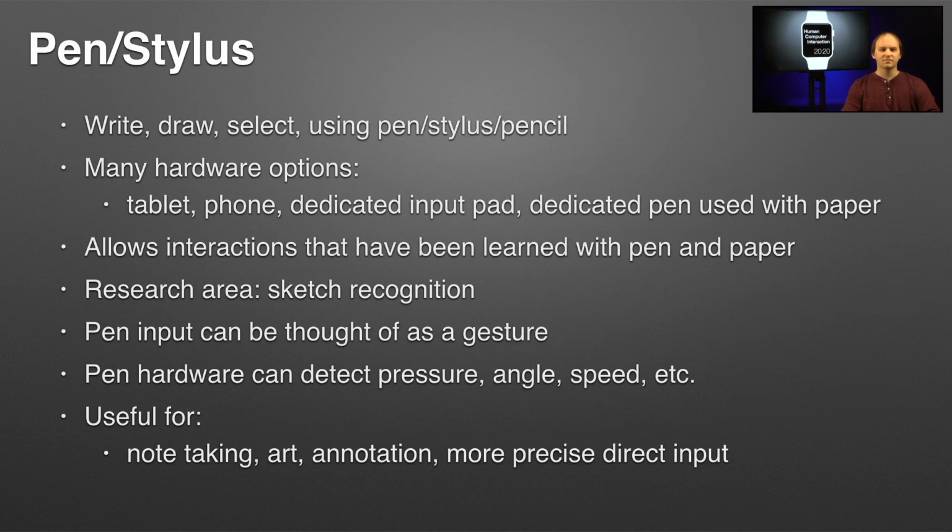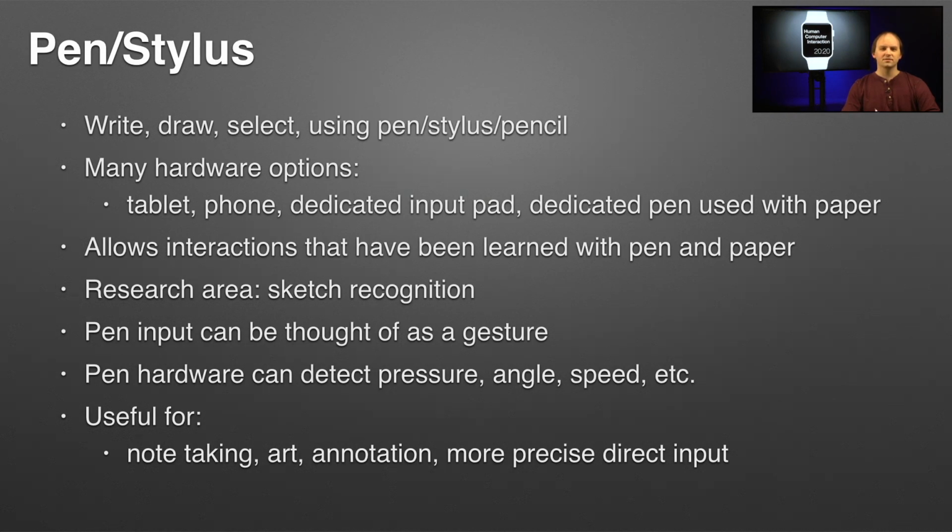So when we start to talk about using a stylus or a pen, the area of research in HCI, kind of the sub-discipline there, is an area called sketch recognition. That is a really interesting area, and it deals with how do we get the computer to understand people drawing or sketching different things. So something as simple as distinguishing shapes can be quite involved.